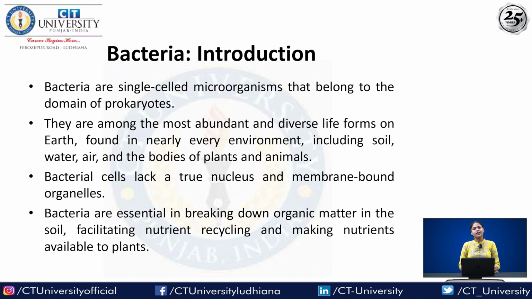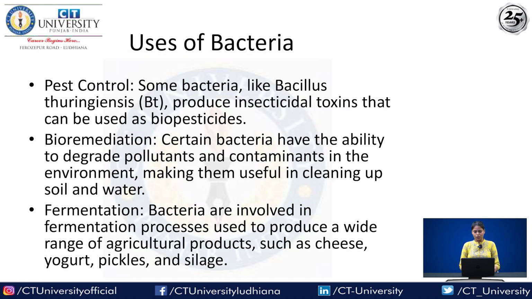Bacteria can be used in nutrient recycling. Nutrient recycling means that in the environment carbon dioxide, oxygen, sulfur and nitrogen are all present. With the help of bacteria, different kinds of enzymes are produced which convert complex structures into simpler ones. So what are the uses of bacteria? Firstly, pest control. As we have already discussed, Bacillus thuringiensis is a kind of bacteria which is used to protect the cotton from the bollworm.